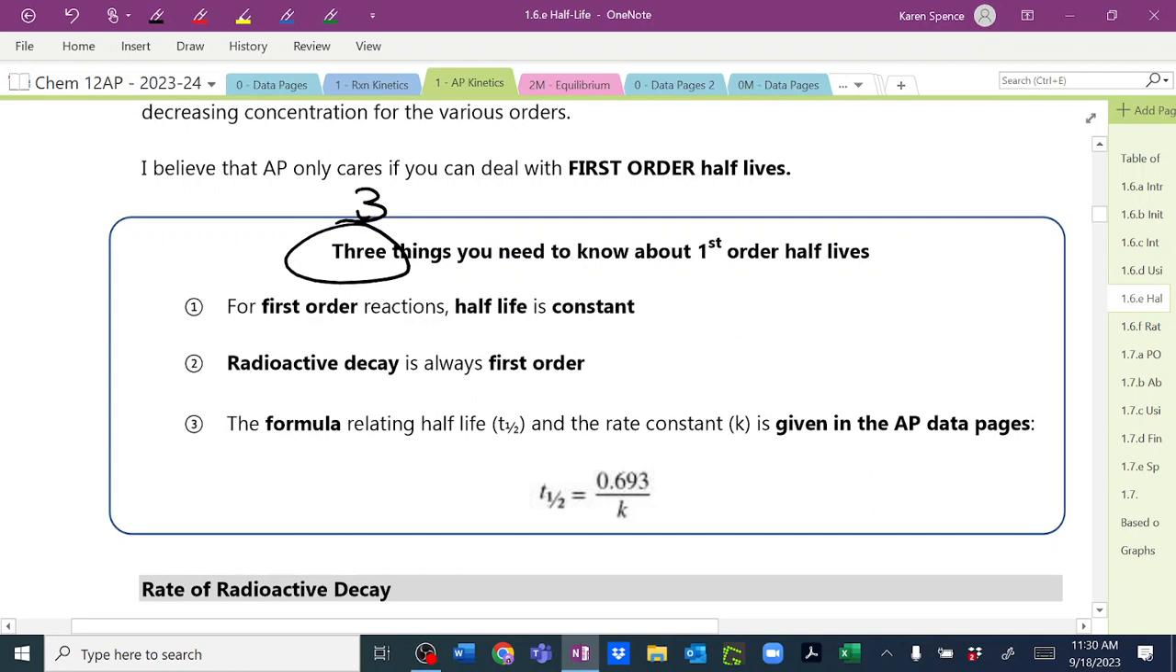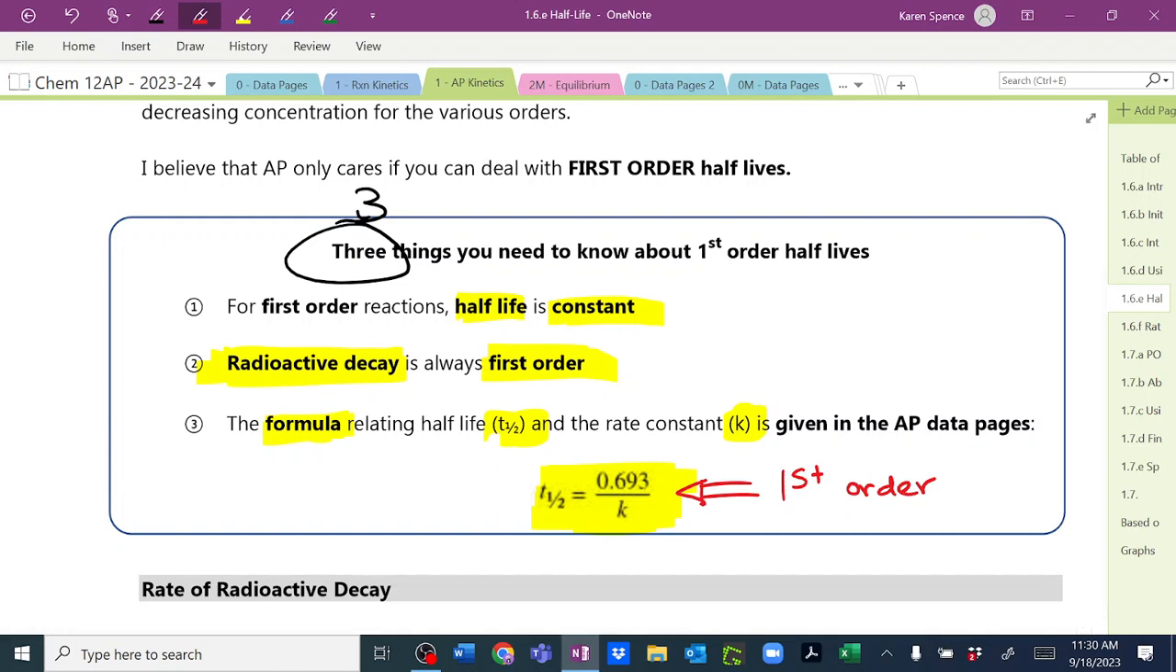The first one you already know: the half-life is constant. The second thing you need to know is that if you are dealing with radioactive decay, it is always just first order, okay? And you need to know that the formula relating half-life and the rate constant k is given in the AP data pages, and this is for first order reactions. So most everything you can do just by halving and halving and halving concentrations and using this formula. So there's not a lot to it. It's not a huge component of the curriculum.